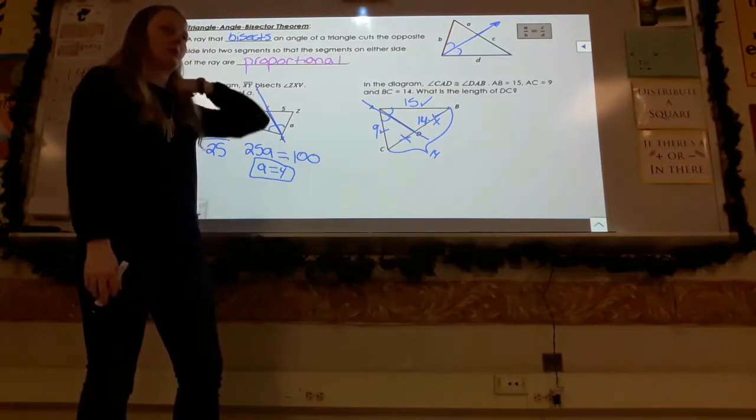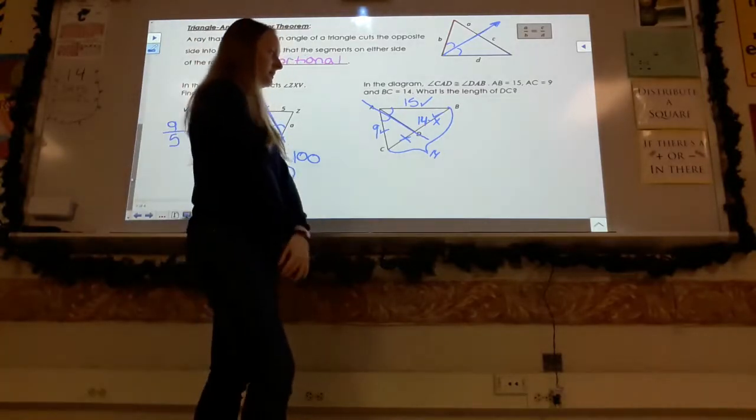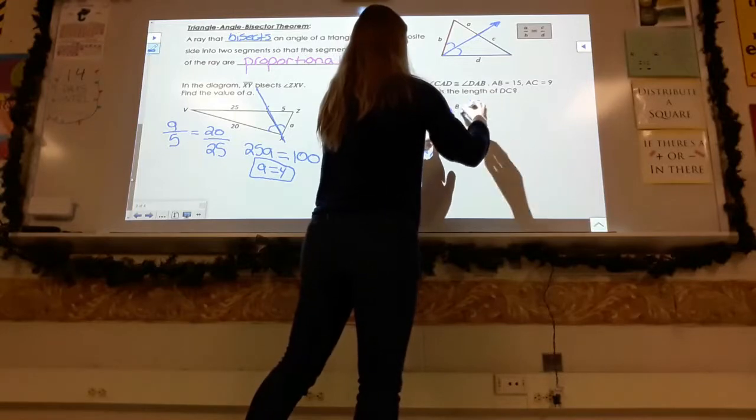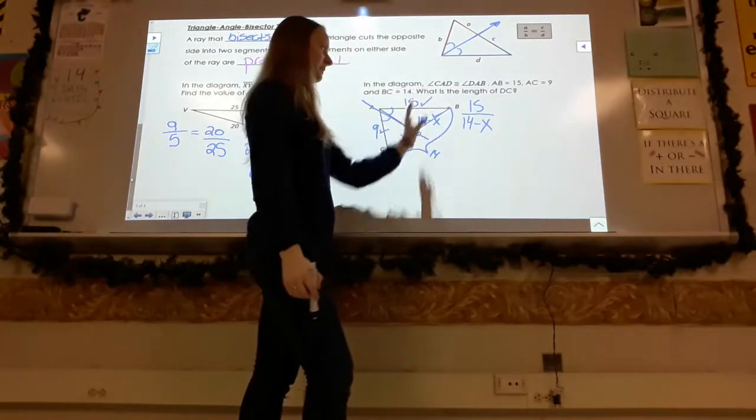Alright, how would I write the proportion? 15 over 14. So we're going like this, so 15 over 14 minus x, so we went top to bottom on this side of the river.